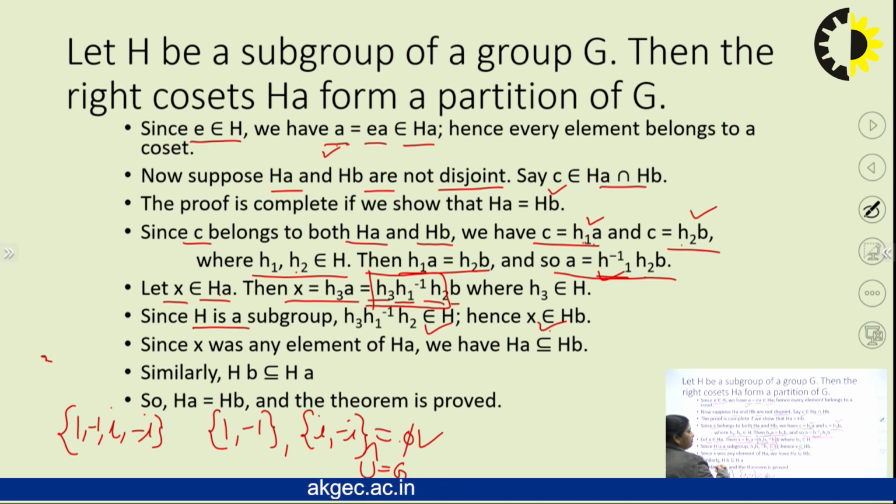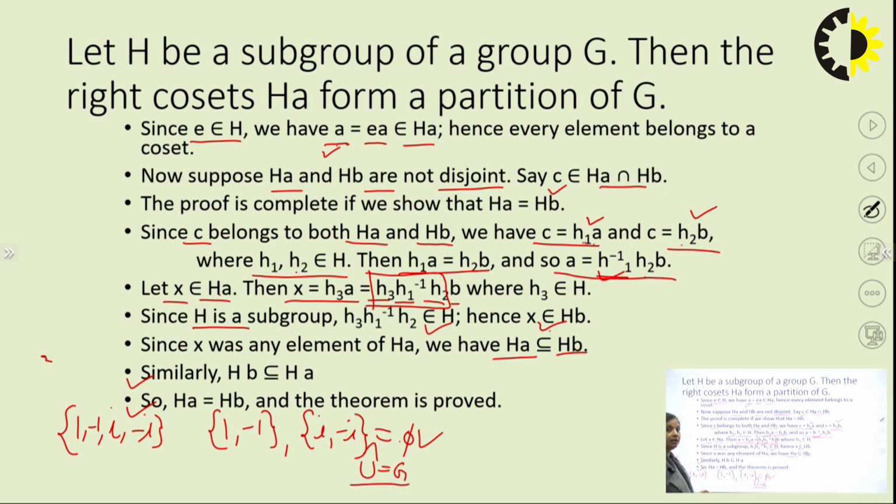So what does it mean? HA is a subset of HB. The reverse can also be done on the same pattern. So we can show from here that when HA and HB are not disjoint, they are the same. If these are not disjoint, these are the same, otherwise these are disjoint. So what have we shown? We have shown that the right cosets HA form a partition of G. Now we will use this in Lagrange's theorem.